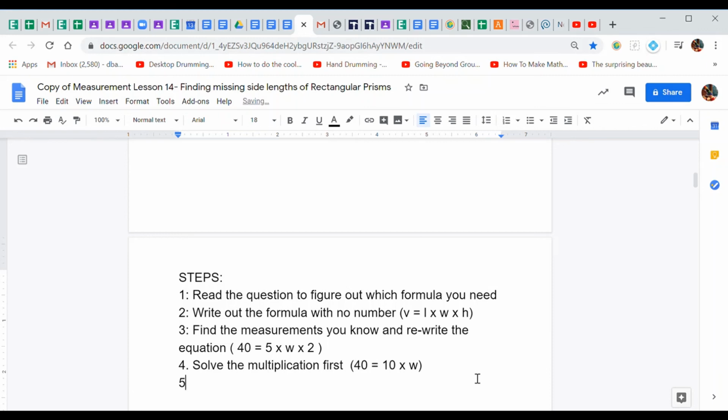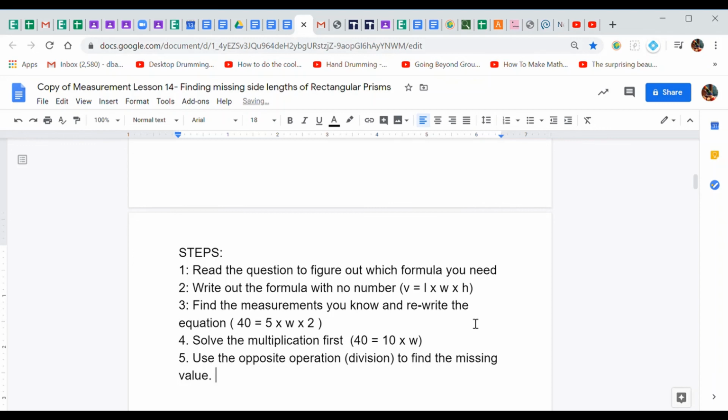And now, step 5, you're going to use the opposite operation. In this case, it's going to be division in today's lesson to find the missing value. So it'd be 40 divided by 10 equals W. And then I know that W equals 4, because 40 divided by 10 is 4. I don't know a unit for that, but that's the general idea of the steps.